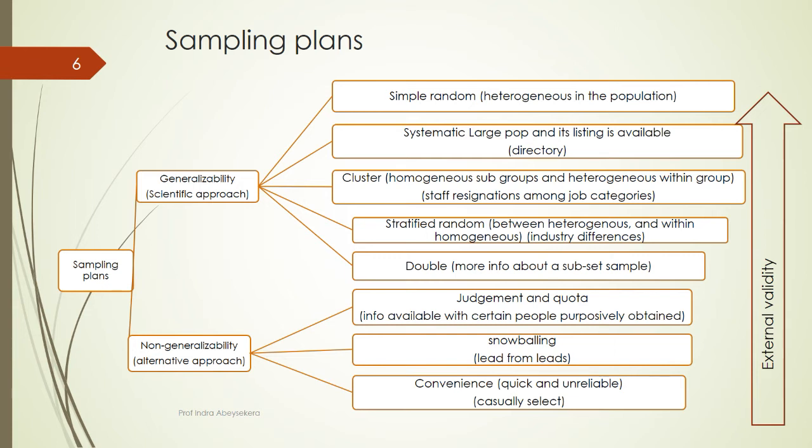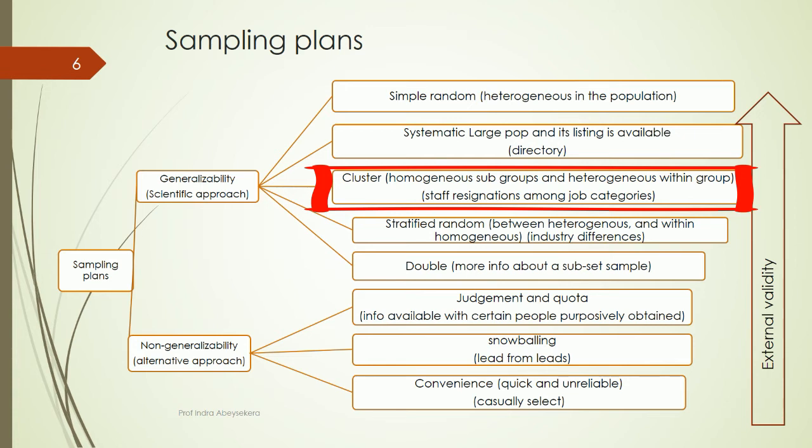The next one is cluster sampling. Cluster sampling is where there's homogeneity or similarity between groups, but there are differences within the group. For example, staff resignation among job categories. Within job categories, say white collar and blue collar, in the white collar category, there's heterogeneity in the reasons as to why they left the job, and so it is in blue collar jobs.